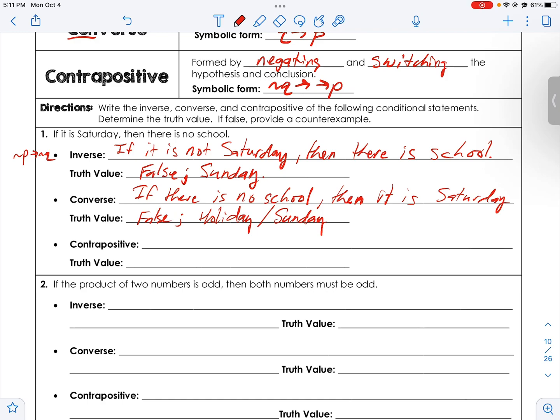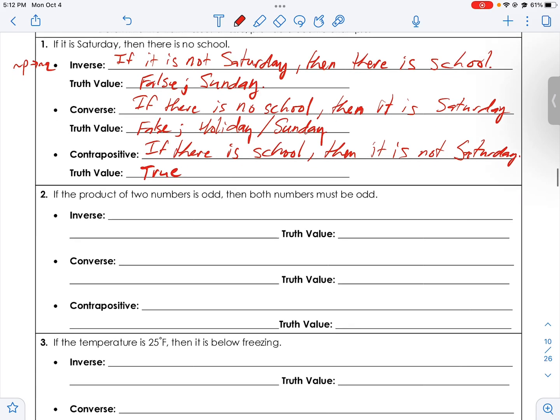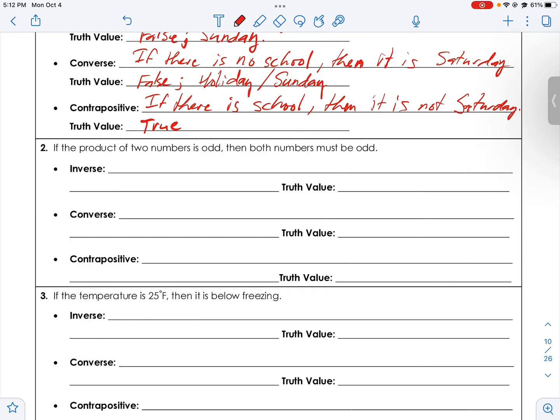Now, the contrapositive, switch them and not them. So if we look at the inverse, we just then flip those. So if there is school, then it is not Saturday. Now let's see, if there is school, it's not going to be on a Saturday, so it's definitely not a Saturday. So I'm going to go with, that's true. If you're having school, it ain't Saturday. And we're not going to count the getting in trouble and having to do Saturday school business. Nope. If it's school, it ain't Saturday or Sunday or a holiday.